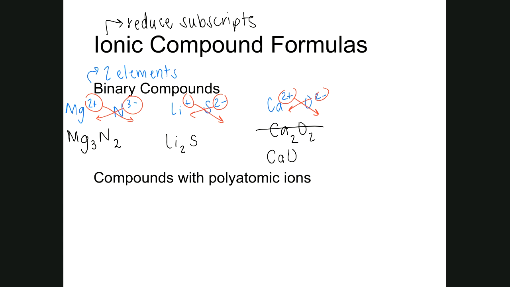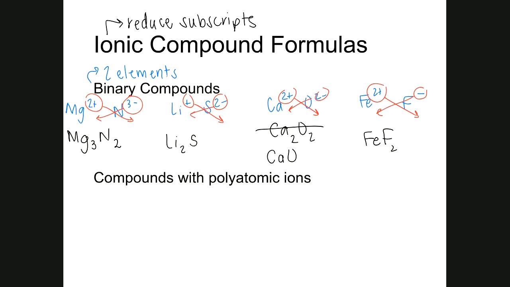So let's try one more. Let's try one with a transition metal. So let's look at iron 2+ and fluorine. And so fluorine, we look at the periodic table and we can see that it's a -1. Take those charges. And so our final compound is going to be FeF2. So these are all binary compounds because they're made up of 2 different elements.